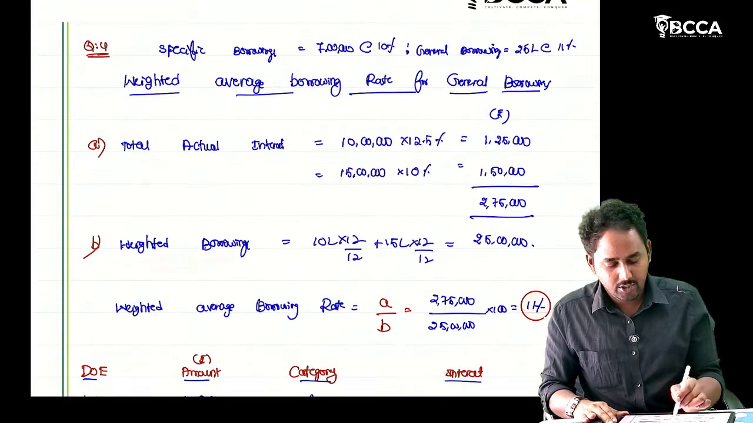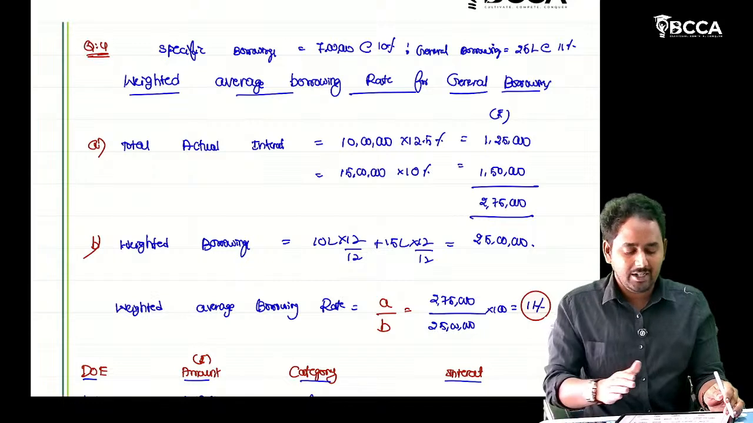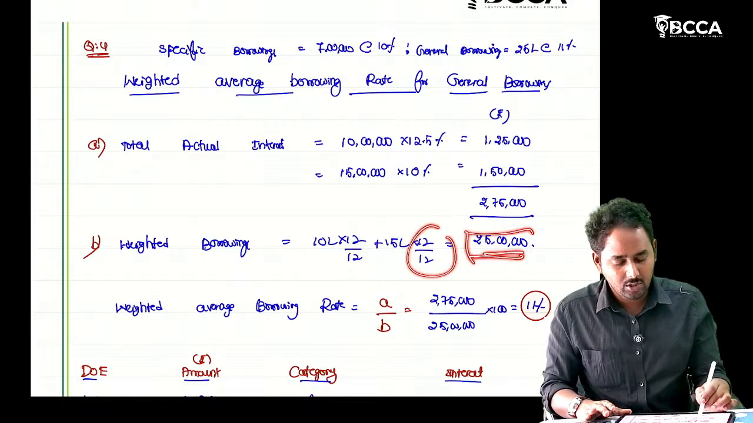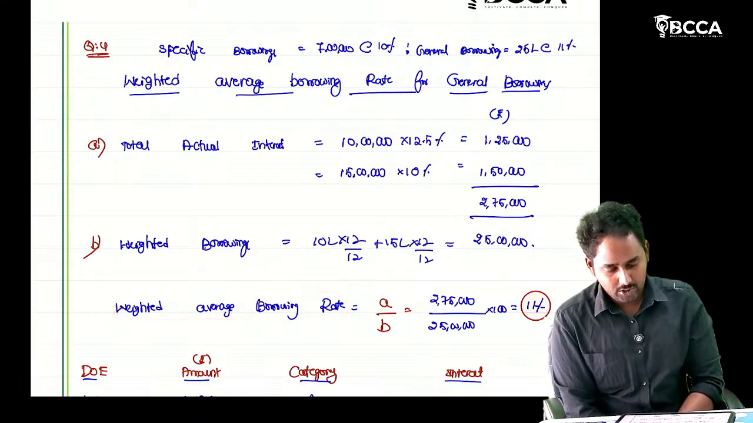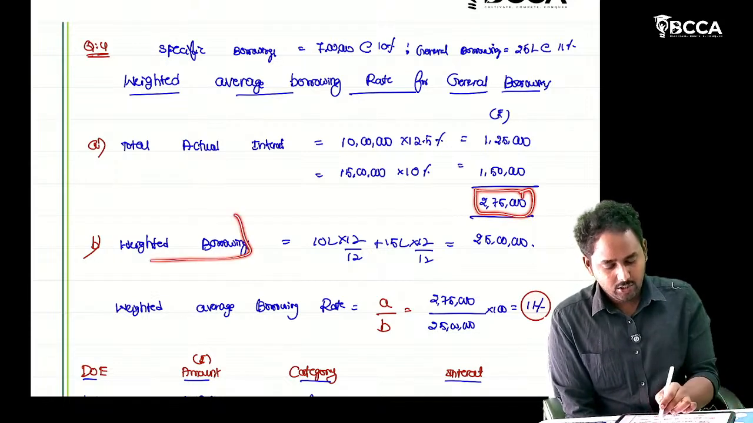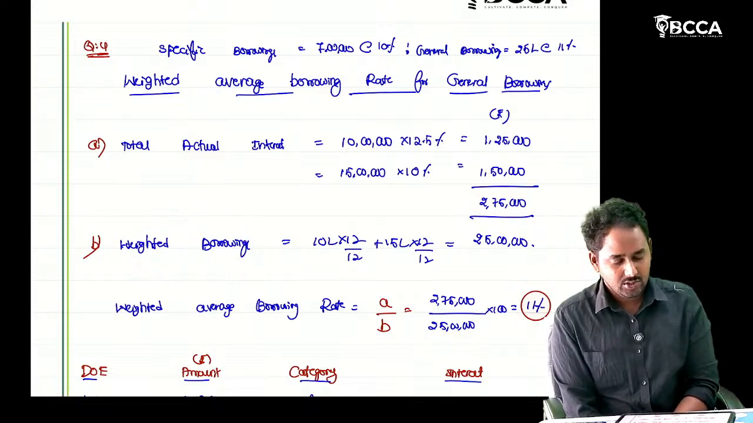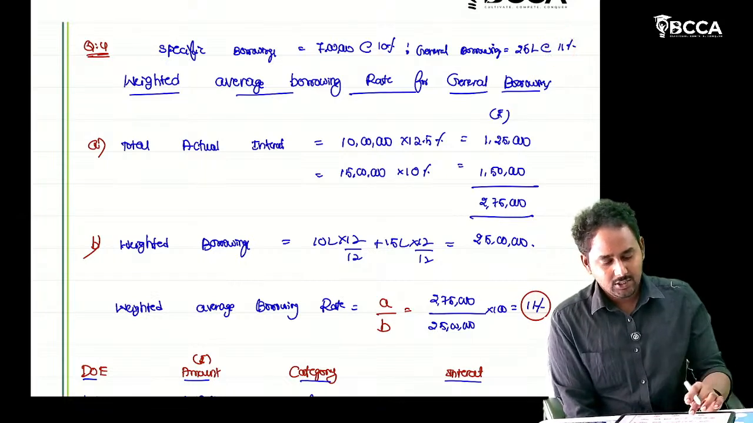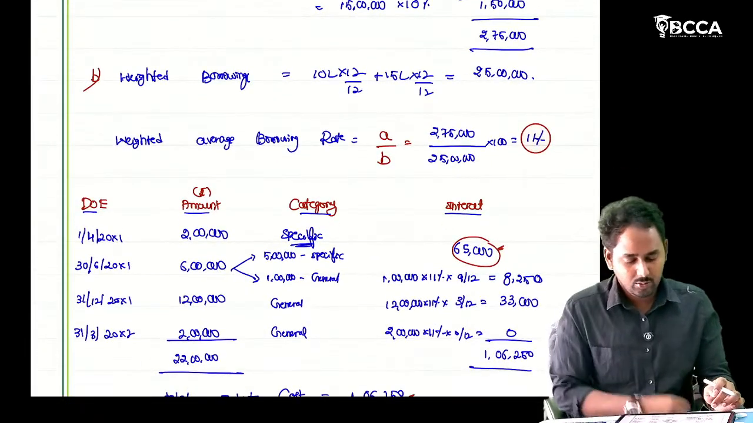What is the weighted average borrowing rate? 15 for the entire year into 12 by 12. So this is the weighted borrowing. What is the formula? Weighted average borrowing rate is total actual interest divided by the total weighted average borrowings into 100, then I got 11 percentage. So this is the weighted average borrowing rate formula, 11 percentage. Specific borrowings interest rate is 10 percentage, but we need not do that.